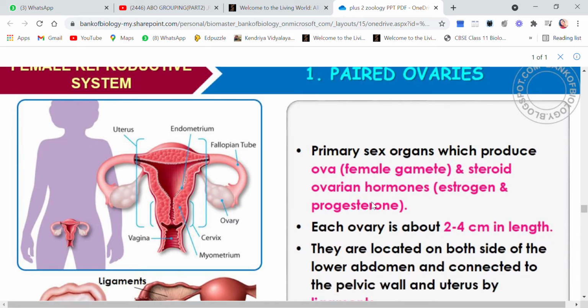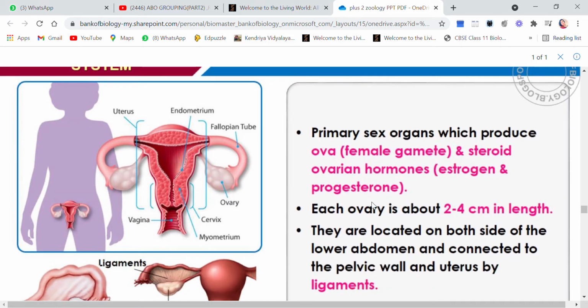Let's start with ovaries. As I said, ovaries are two, a pair, one towards the left and one towards the right. These are the primary sex organs which produce ova, or egg, the female gamete, and are also responsible for producing the female sex hormones called estrogen and progesterone. Each ovary is about 2 to 4 centimeters in length. They are located on both sides of the lower abdomen.